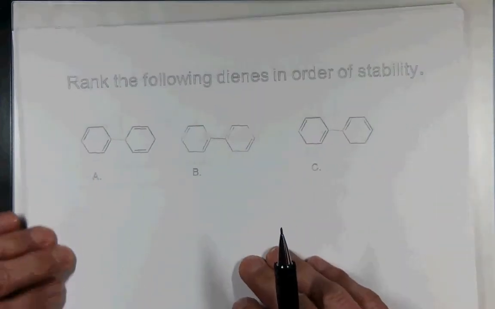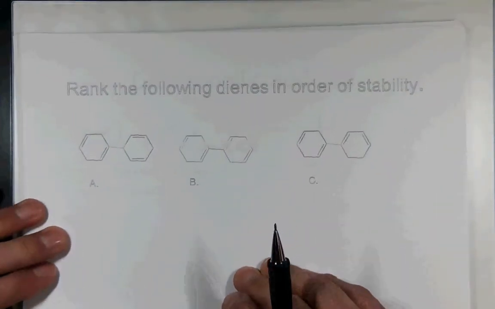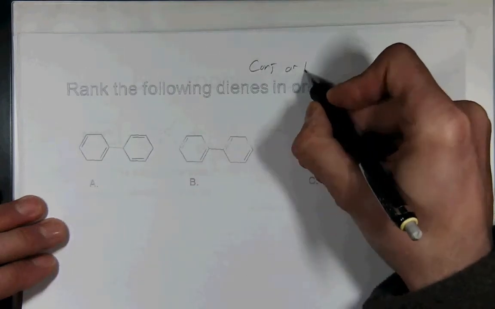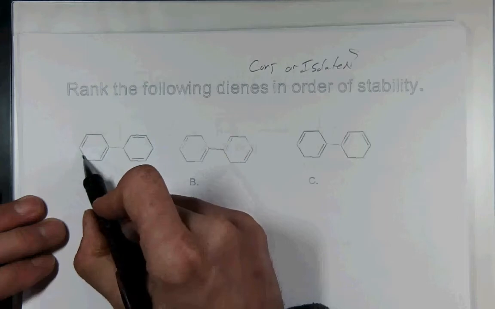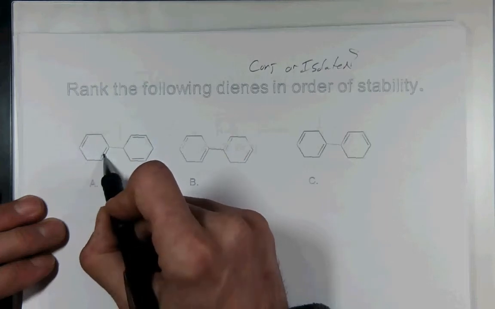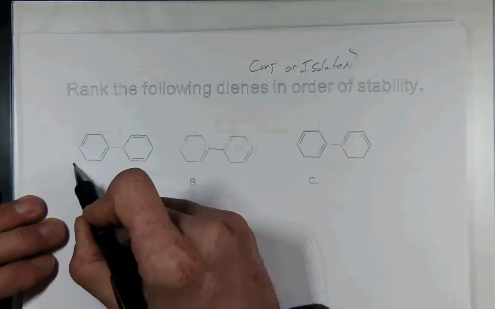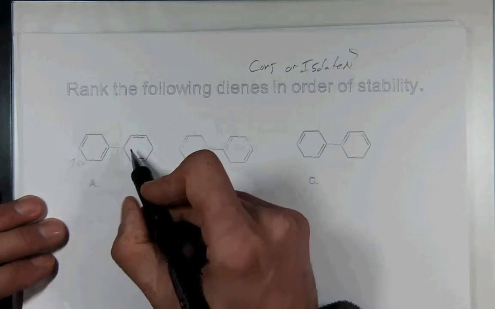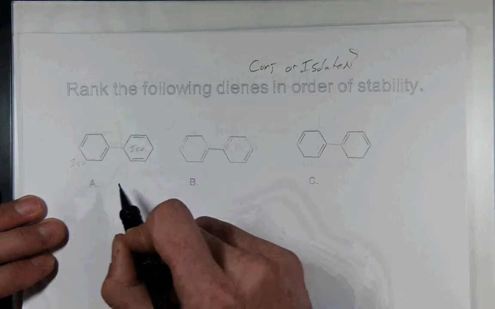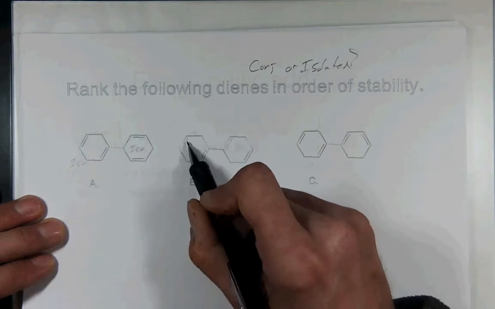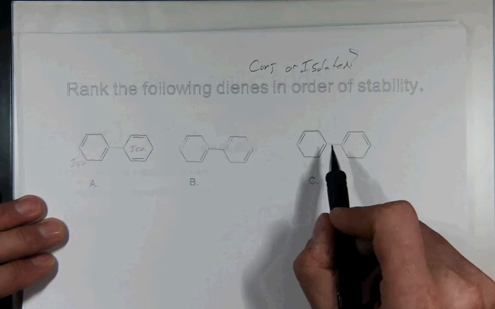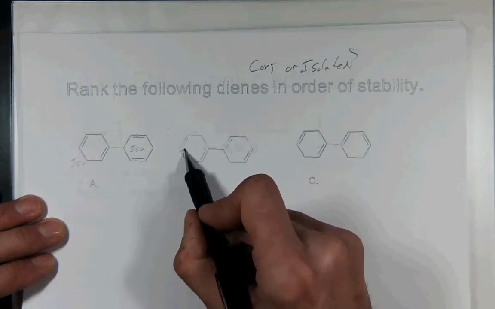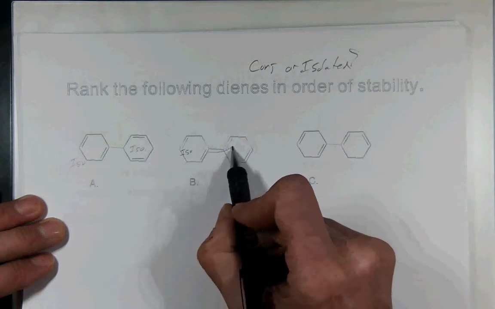Rank these dienes in order of stability. So what we're looking for here is conjugated or isolated. Double bond, single bond, single bond, double bond. So this one is isolated. Double bond, single bond, single bond. So this one is also isolated. These are all isomers, by the way. Double bond, single bond, single bond. This one is isolated, but this one here is conjugated.